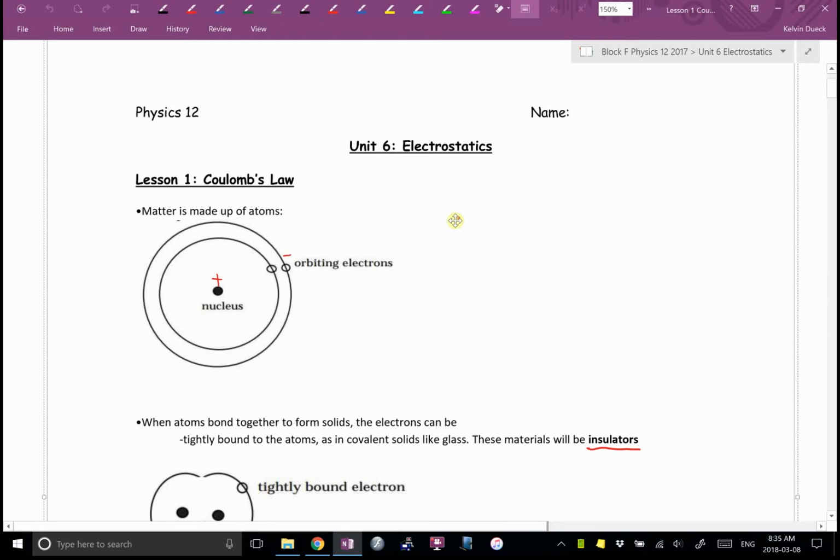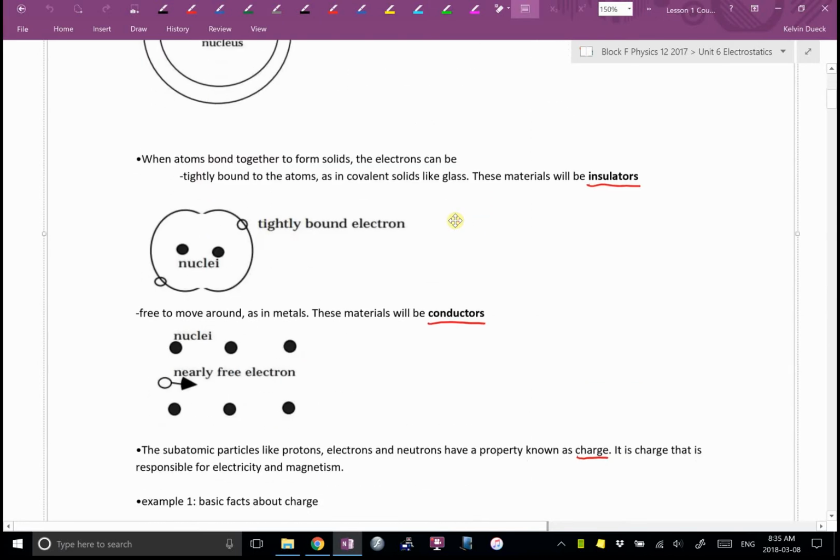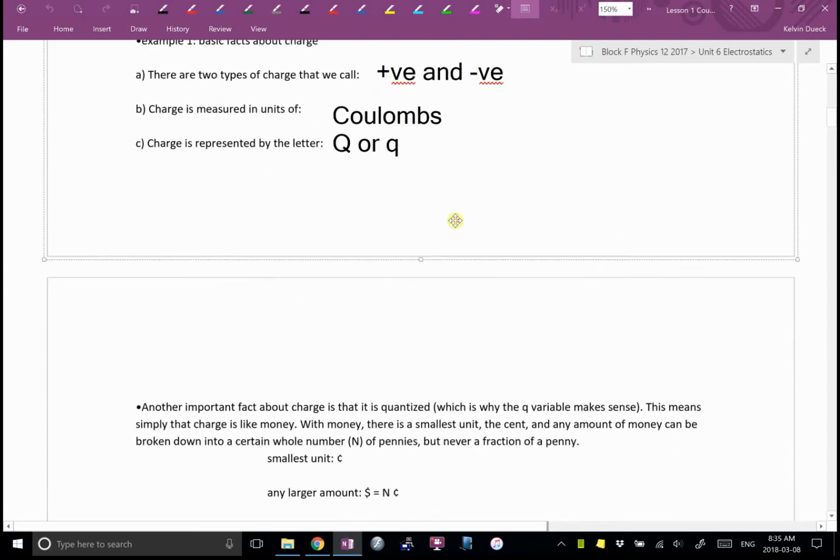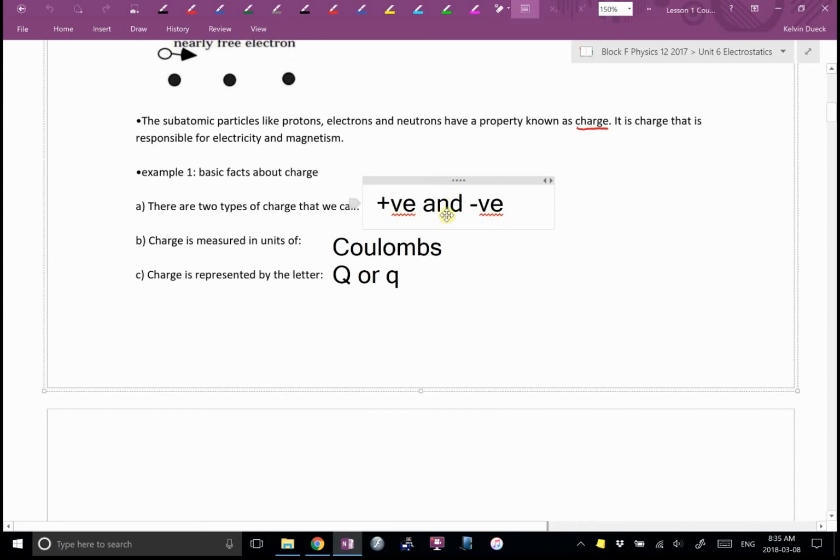Continuing with Coulomb's Law, we said that all matter is made up of atoms. We said that atoms have protons, neutrons, and electrons. We're going to be ignoring neutrons for the most part. We said that there are two types of charges, positive and negative. I abbreviate the word positive as plus VE, and I abbreviate the word negative as minus VE.